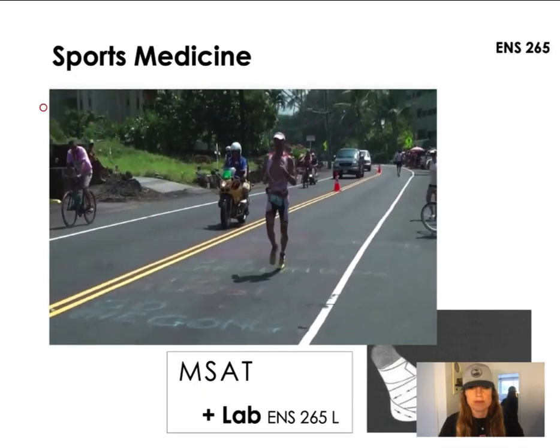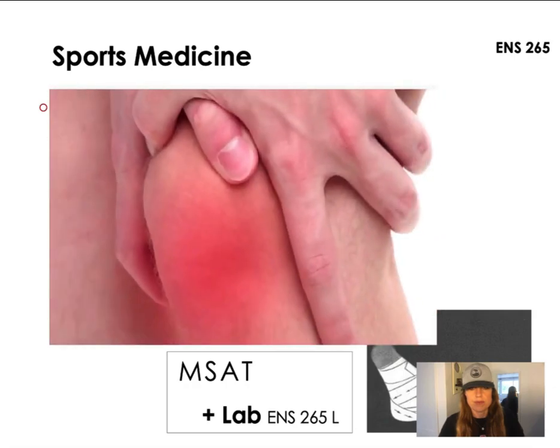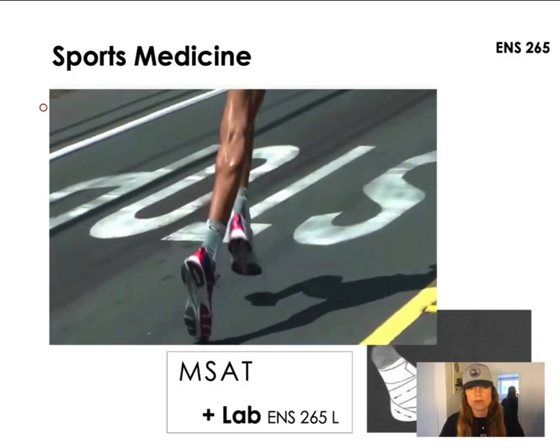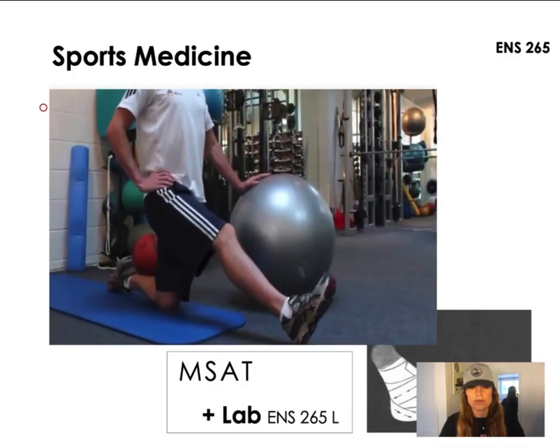Runner's knee is a condition characterized by pain behind or around the kneecap. It is caused by overuse, muscle imbalance, and inadequate stretching.